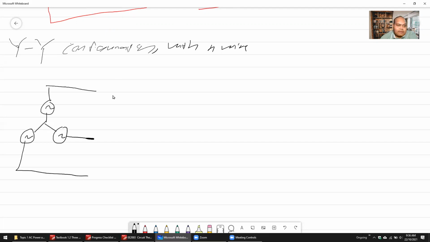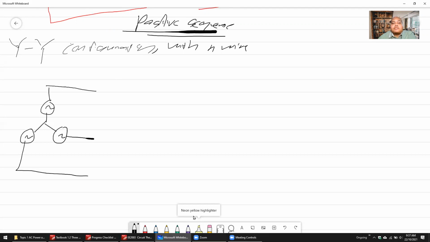One more thing for the sequence, we always use positive sequence. For negative sequence, you need to know, but we don't use it in the class. For negative sequence, you have a little bit different calculation. That's why we only focus on positive sequence.